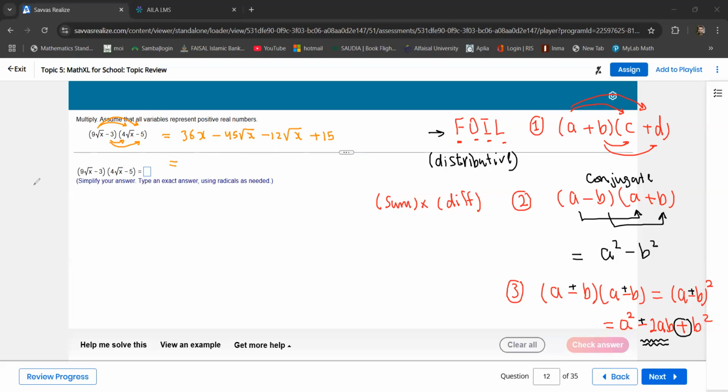Now we have to take like terms together, those are like terms. So we can say that this is 36x minus 45 minus 12, so it's like 57 root x, plus 15. That's it for the final answer of this problem. Moving on.